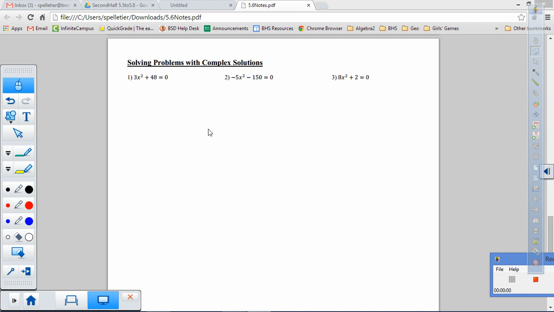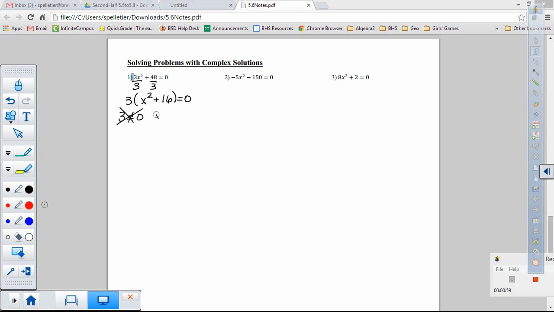We might be able to take out a number, a 6, a 3. Maybe they're both divisible by 3, so we could do that. So let's go ahead and do that. So divide by 3. So 3 times x squared plus 16 equals 0. So this becomes a problem because the x squared plus 16 is not the difference of two perfect squares. It's the sum of two perfect squares, and we don't have a special sort of breakdown method for that. So 3 equals 0 is not true, so 3 is not a factor. And then x squared plus 16 equals 0.